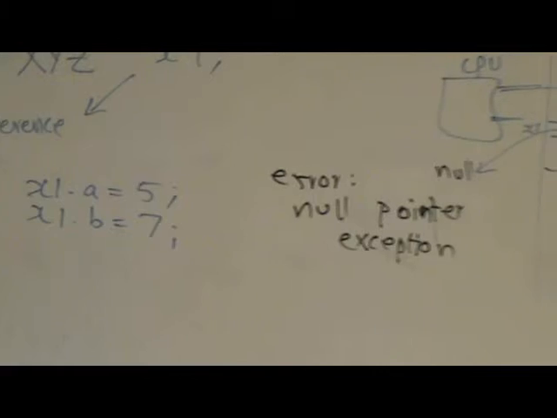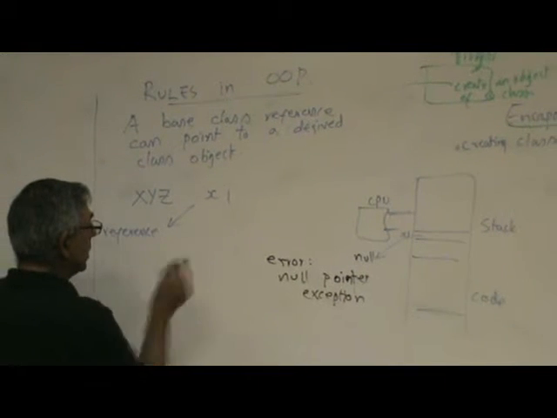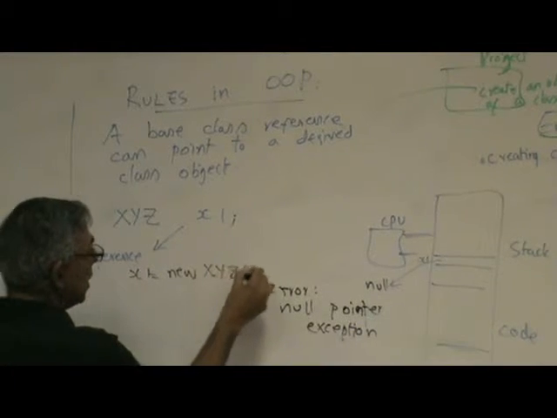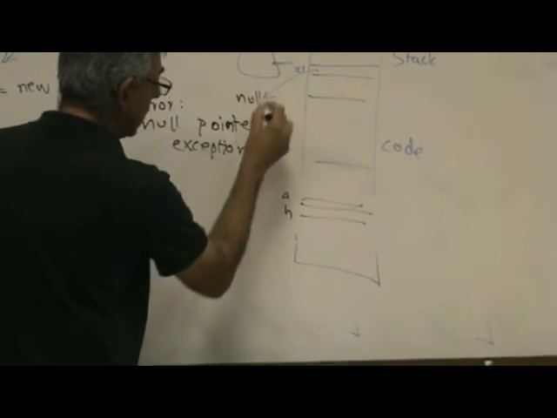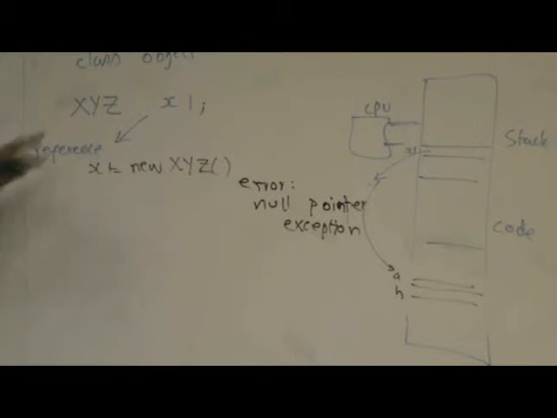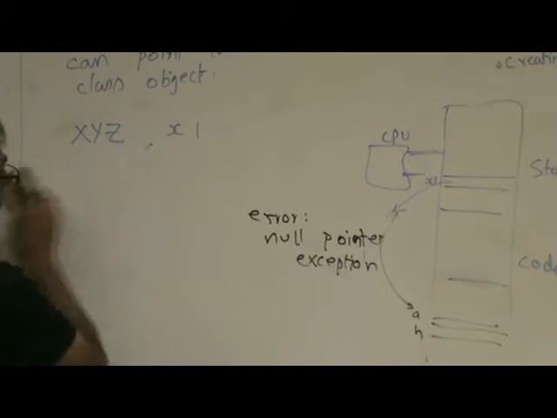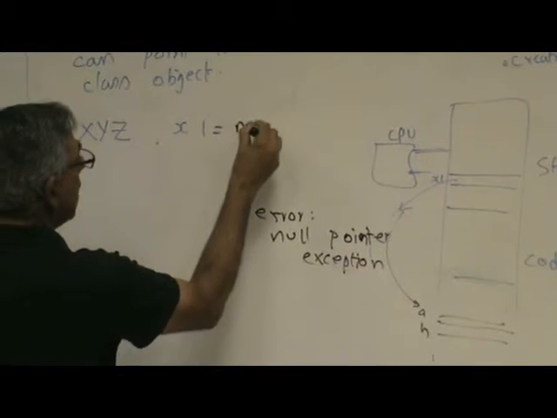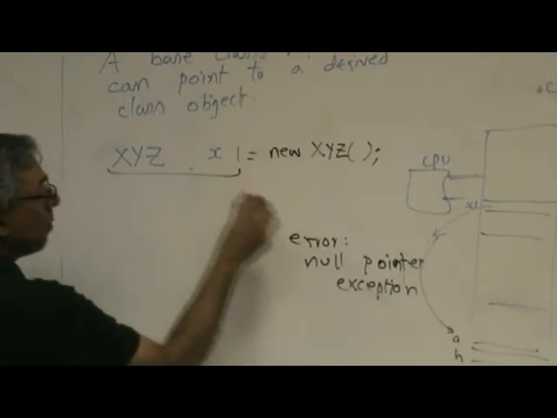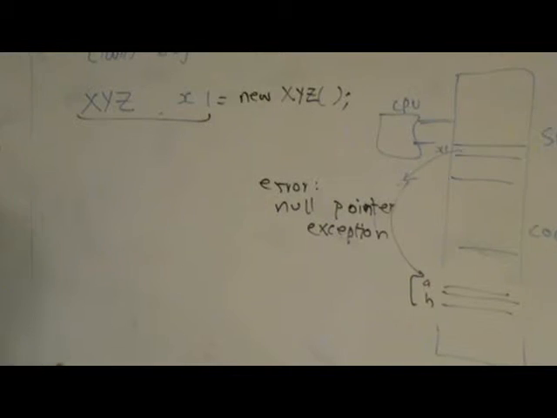So to fix it, we can do x1 equal to new XYZ, and then it will allocate the memory for A and B, and this will point over here. So this will work. Or, as I have mentioned to you, the shortcut to writing these two statements is, in the same line, we put new XYZ. Once again, this is actually two statements: XYZ x1 creates the reference x1, and new XYZ allocates the memory and connects x1 to it.